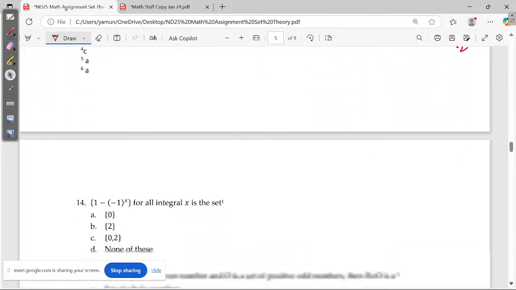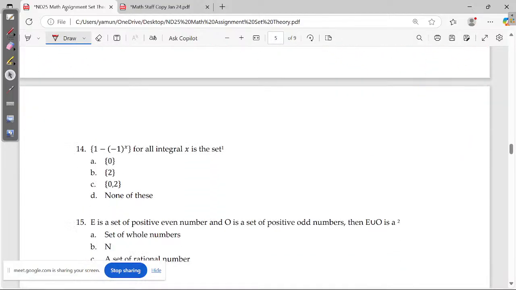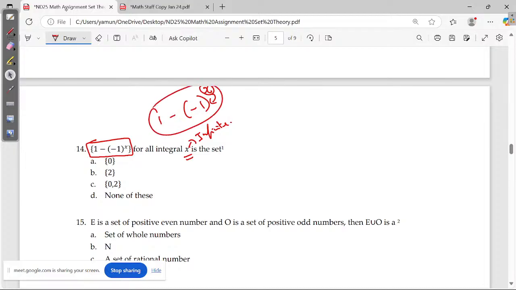Well, to continue, the 14th one. Here, the structure is given as the set of all 1 minus (minus 1) power x, for all integral x, which means x is an integer. Obviously x is an infinite set, but you need not have this as an infinite set, because the structure is different.